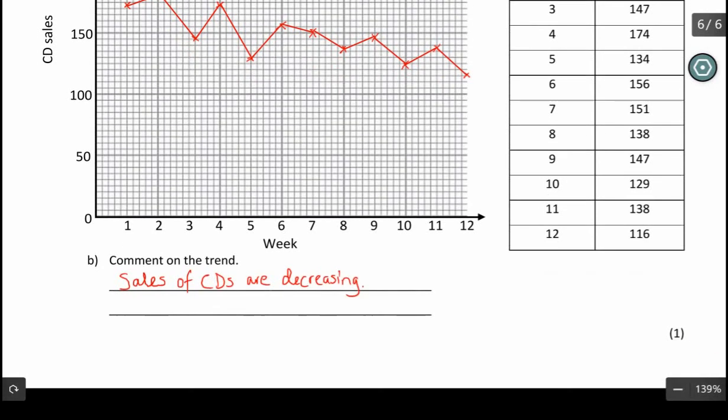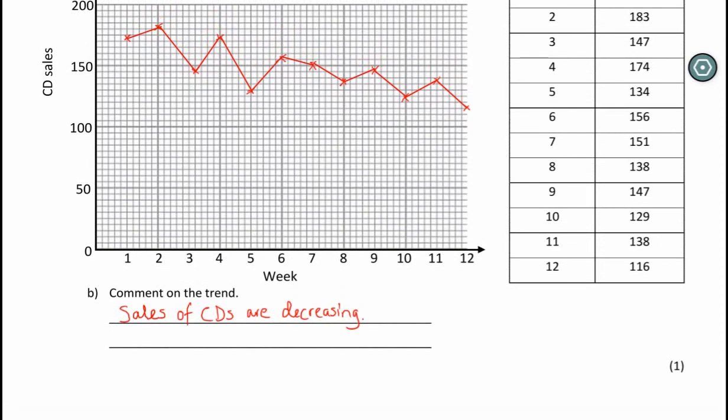And that is the whole shadow test. Well done if you managed to get all this far.